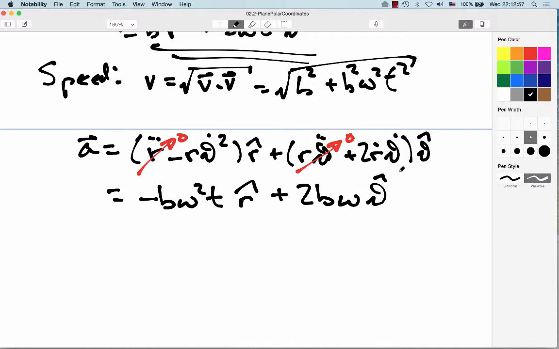Okay, and these pieces here have names. We usually call this the radial or the centripetal acceleration, and this is the tangential. And remember from before, this is the bit that's responsible for changing the direction. That's the bit that's responsible for changing the speed.